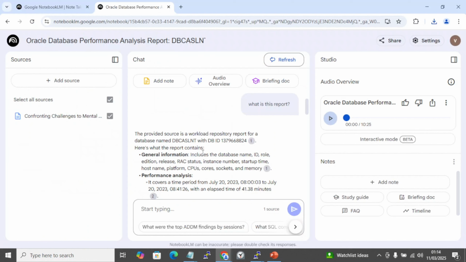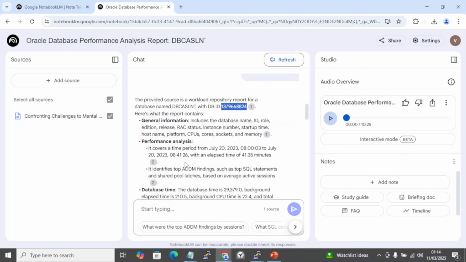Because if it had gone to the internet, it would have ideally known that it is automatic workload repository. So this proves it doesn't hallucinate. And the DB ID, everything is from the document, and it provides a proper time interval from 8 o'clock to 8:41.